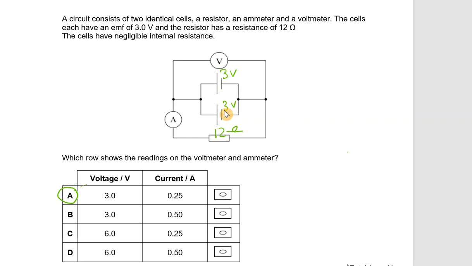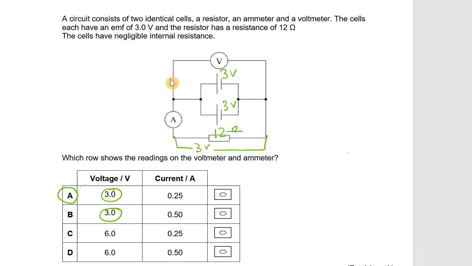So, these two cells are in parallel. That means the potential difference across the ends of these terminals here must be the same, and it must be 3 volts. So that means it's 3 volts across this branch as well. So the voltmeter is going to read 3 volts. It's going to be one of those two answers.